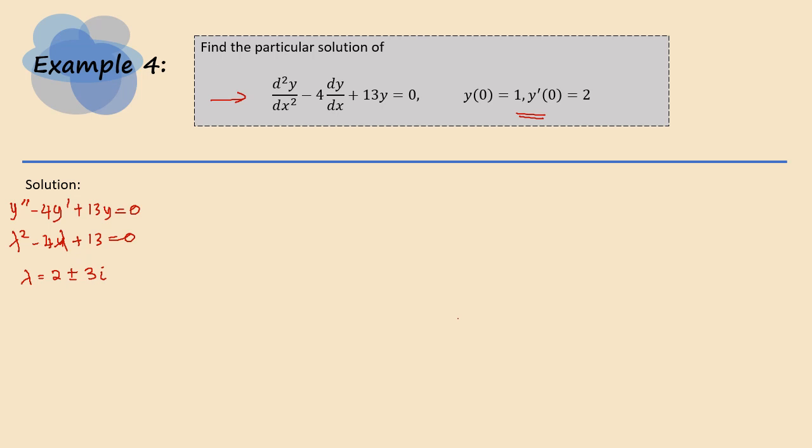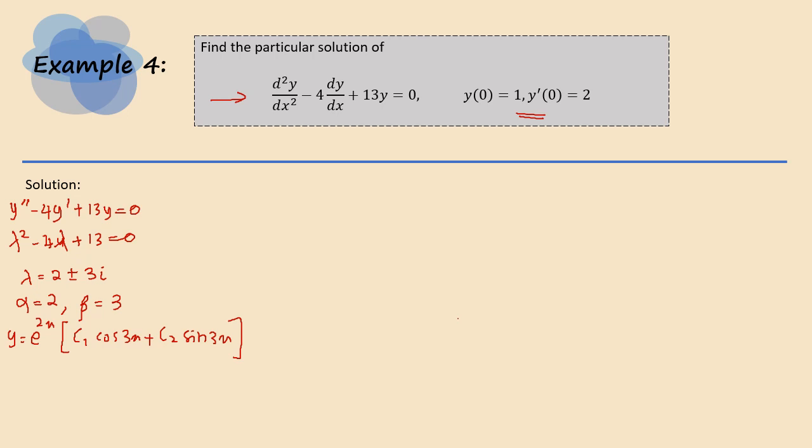That means we have a complex root where alpha is equal to 2 and beta is equal to 3. The general solution for a complex root is y equal to e to the 2x, bracket, c1 cos 3x plus c2 sin 3x. So this is our general solution. Now we are going to find the particular solution.